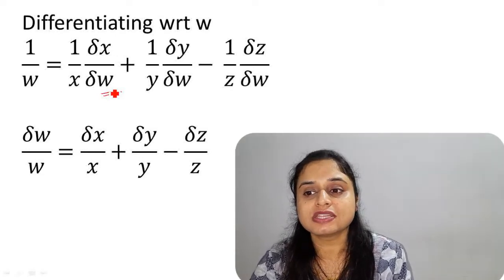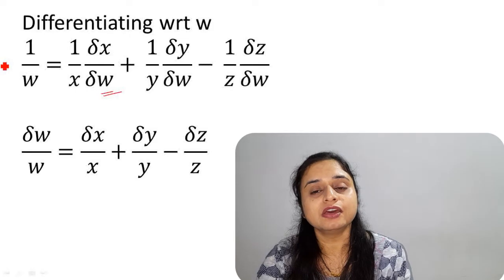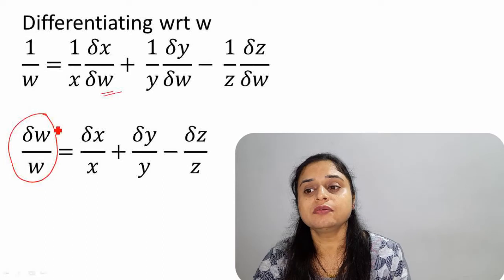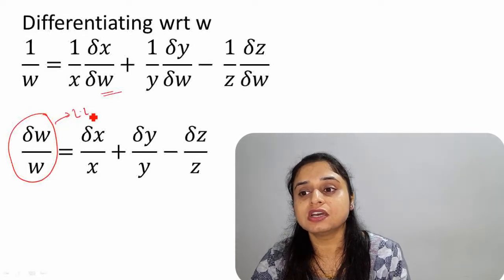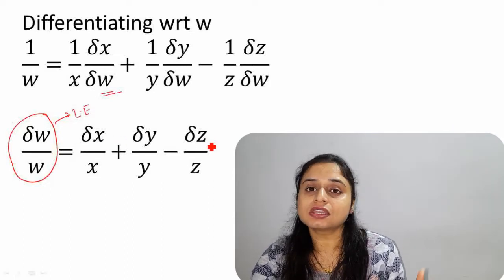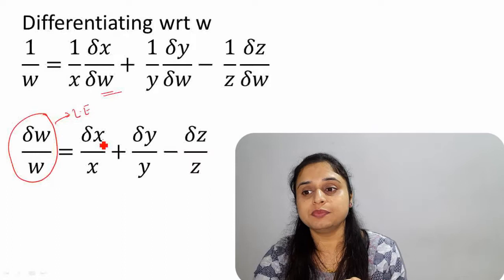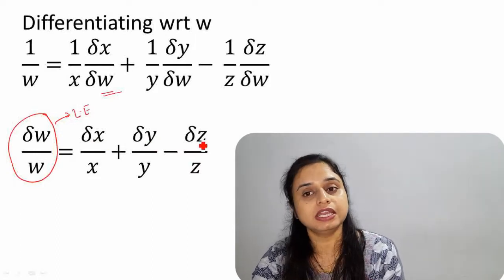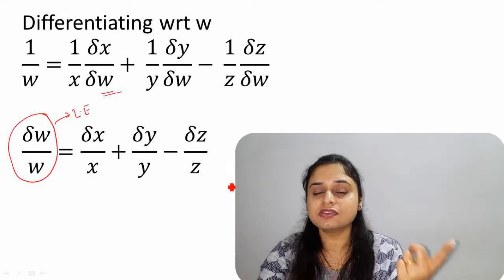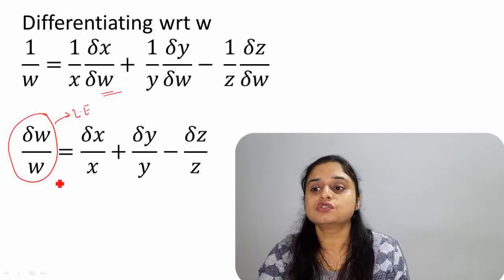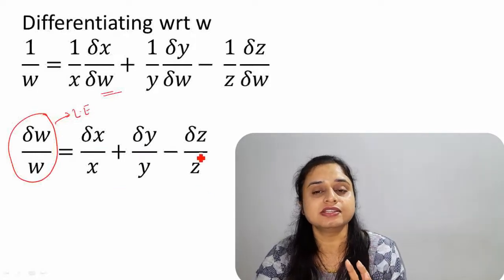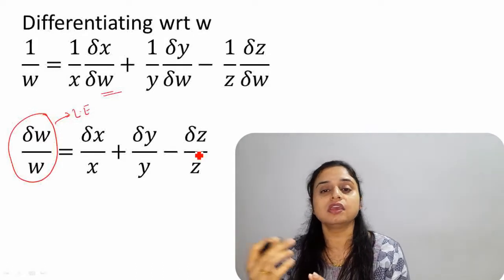Now in this equation you can see that del w by w is nothing but the limiting error. Here del w by w represents the limiting error of w. So what are the unknowns here? The unknowns are del x, del y and del z. The x, y and z values are given, they are the true values. We have to find out del x, del y and del z. So how will you find out these three quantities?